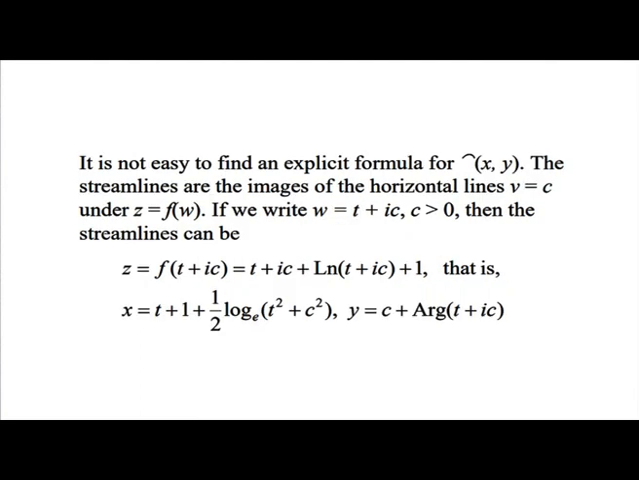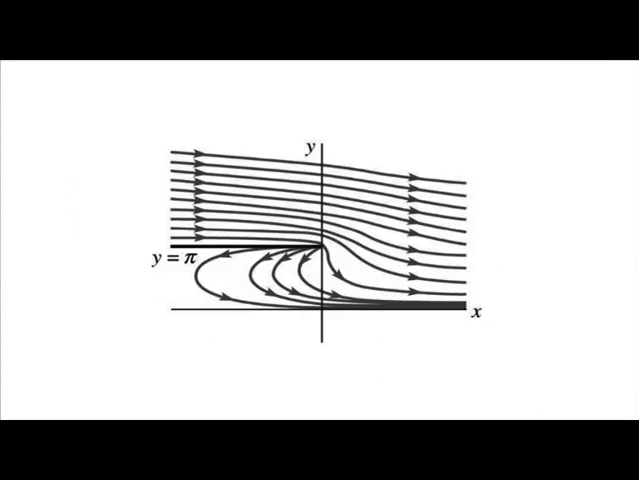It is not so easy to find an explicit formula for psi of x, y. The streamlines are the images of the horizontal lines v equal to c under z equal to f of w. If we write w is equal to t plus ic, c greater than 0, then the streamlines can be z equal to f of t plus ic, that is equal to t plus ic plus log of t plus ic plus 1, that is x is equal to t plus 1 plus half of log of t square plus c square, and y is c plus argument of t plus ic. See the figure.